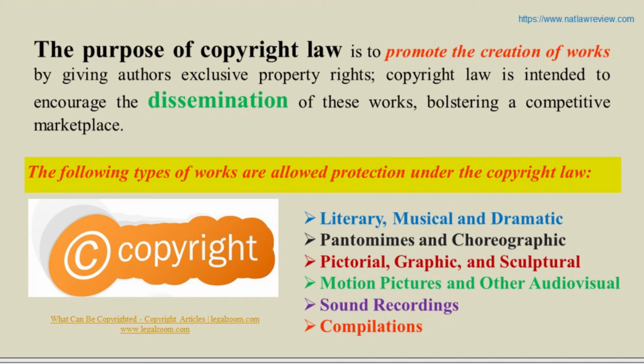The following types of works are allowed protection under the copyright law. These works are literary, music and dramatic, pantomimes and choreographic works, pictorial, graphic and sculptural, motion pictures and other audiovisual, sound recordings, compilations.